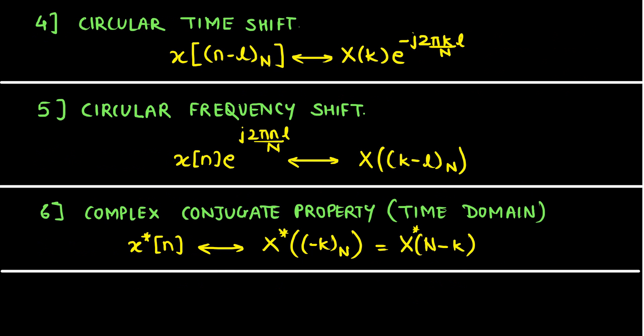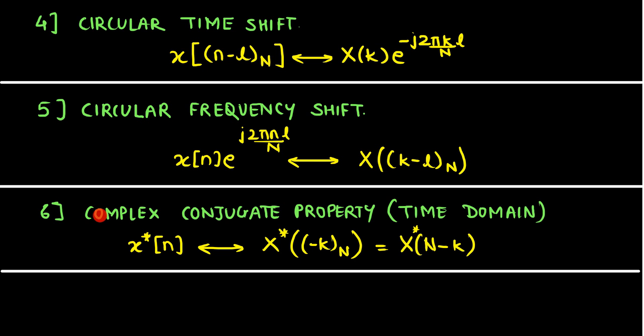The next property which we saw was the circular time shift. That is, if we circularly shift x of n by a factor of L, that is, if we have x of n minus L mod N, then in the frequency domain the DFT of x of n, that is x of k, is scaled by a complex exponential given as e to the power minus j 2 pi k L by N, and this L is the circular shift factor. Then we had seen the circular frequency shift. That is, if we have a circular shift in the frequency domain, then we are again going to get a complex exponential similar to the time domain shift, but with a positive sign.